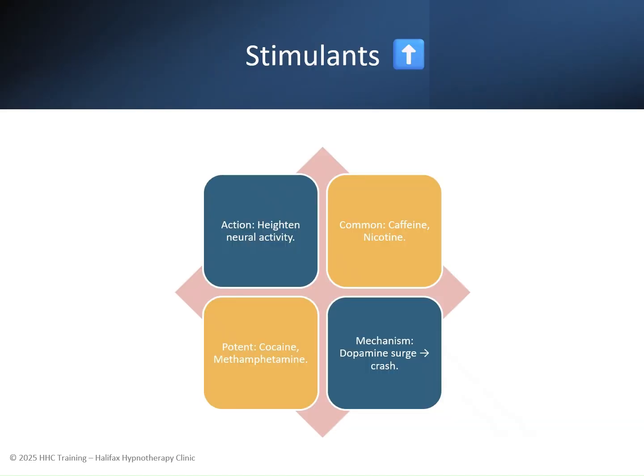Stimulants. This next section provides an overview of stimulant drugs, which intensify neural activity and bodily functions, contrasting them with depressants. What are stimulants? Stimulants are a class of psychoactive drugs that stimulate or intensify neural activity and bodily functions. This is the opposite effect of depressants, which slow down these processes.